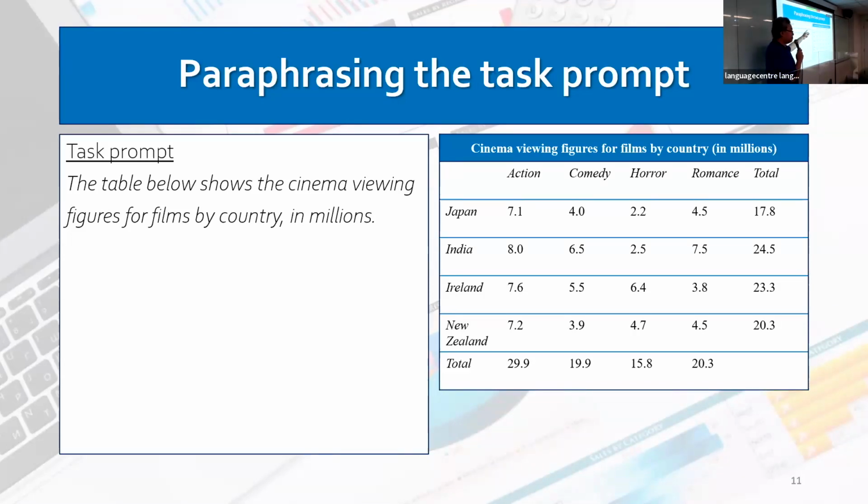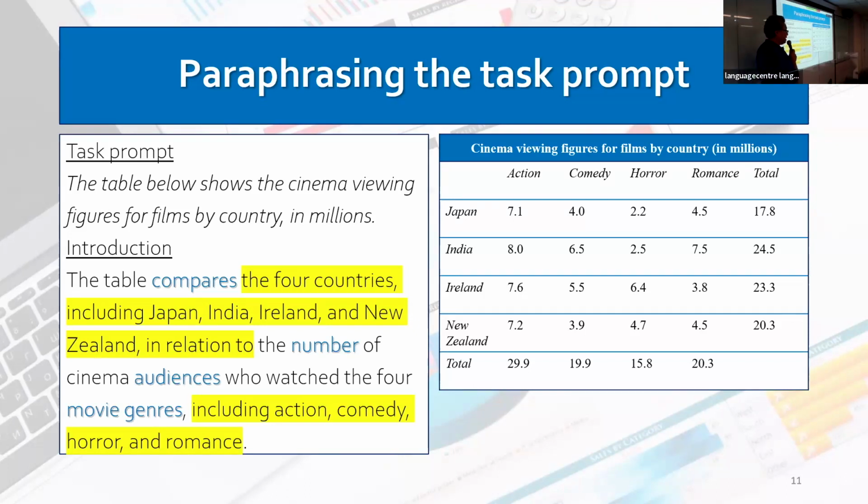It's about the number of cinema audiences in 4 countries within a period. Although the period isn't specified here. So how can we paraphrase this task prompt? You can see I'm using basically two colors to denote the changes that I've made in my introduction.